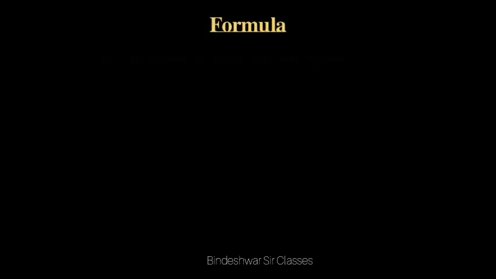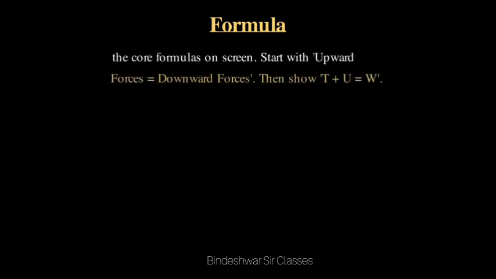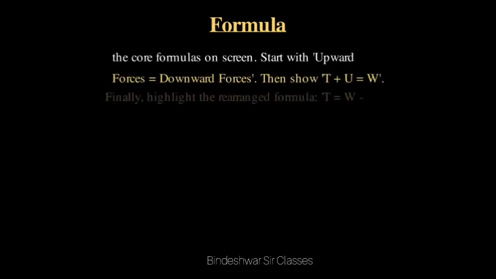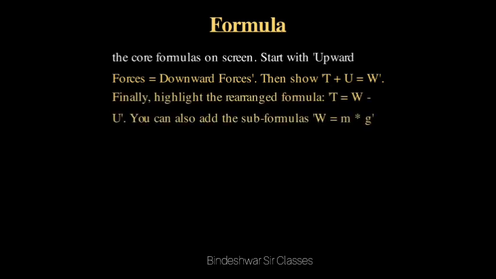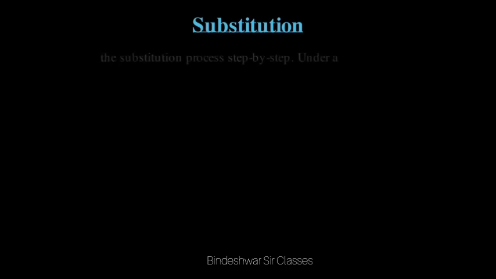Based on our understanding of the forces, we can set up a simple equation for equilibrium. The total upward force is the sum of the tension and the upthrust. The total downward force is the weight. So our equation is tension plus upthrust equals weight. To find the tension, which is what the question asks for, we can rearrange this formula to be tension equals weight minus upthrust. To use this, we'll need to calculate both the weight of the iron and the upthrust from the liquid. Now let's start substituting our values.